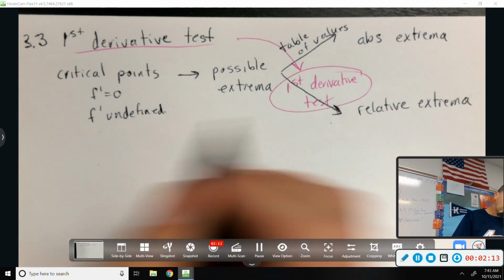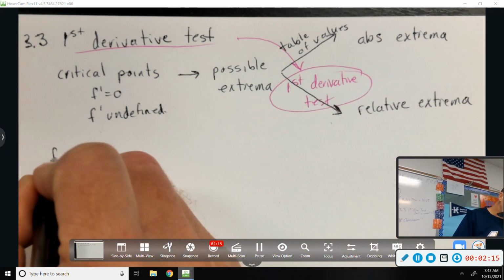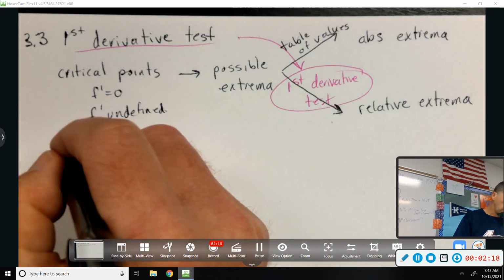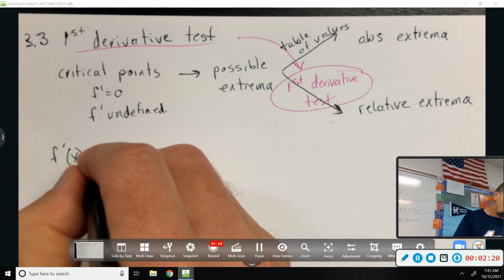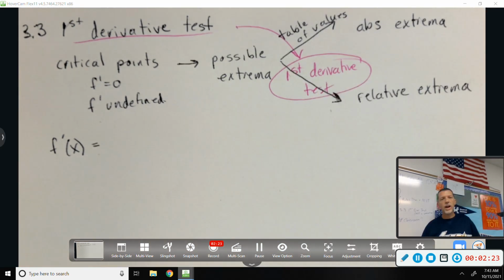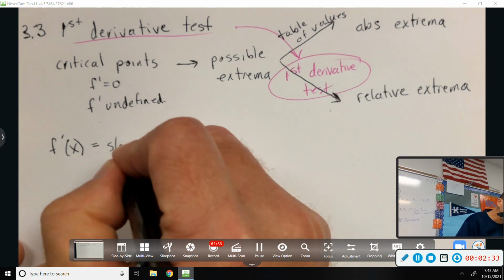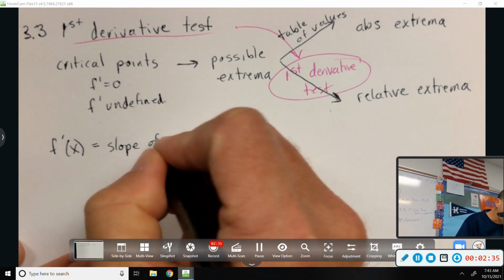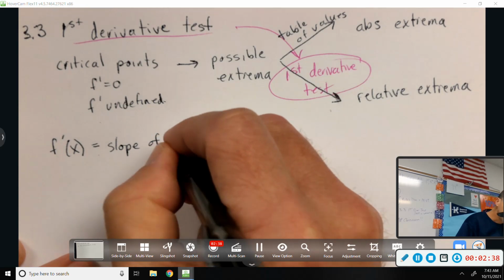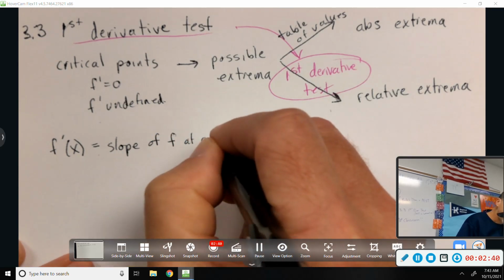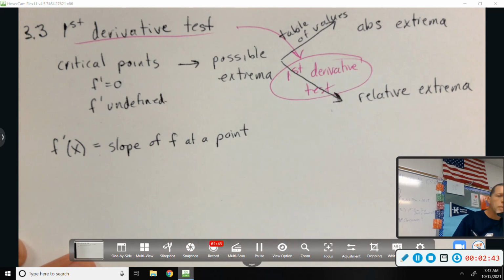All right, let's make sure we understand a little bit of background of the first derivative before we do the first derivative test. So I think you know this, but what does the first derivative tell us about the graph of f? Slope of a tangent line. And sometimes we're lazy and don't say of a tangent line, although we should say it every time. But it's the slope of f at a point, as much as that's possible. So technically we mean slope of a tangent line at a point.